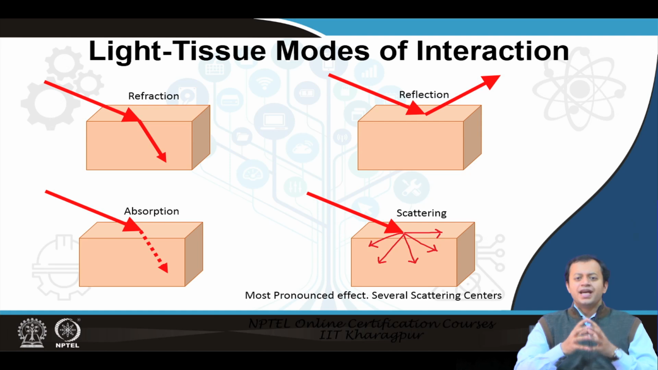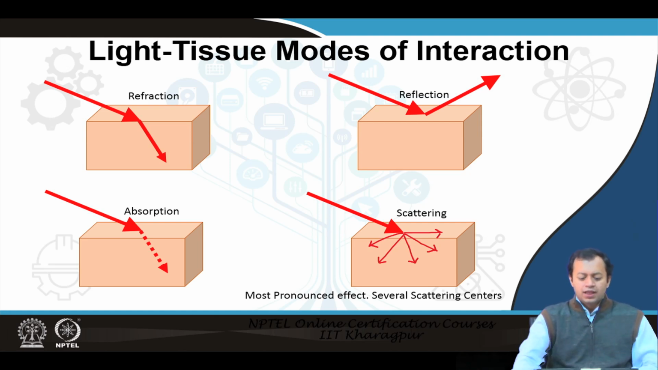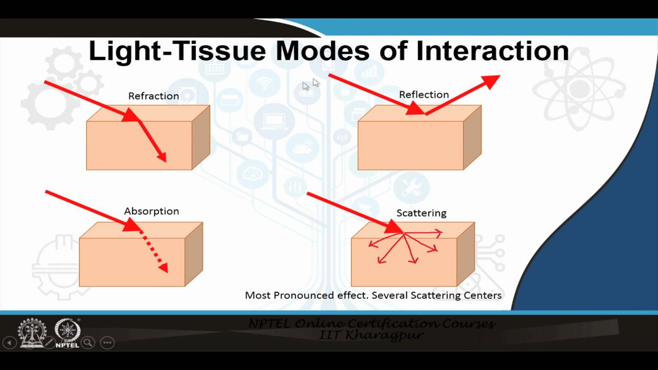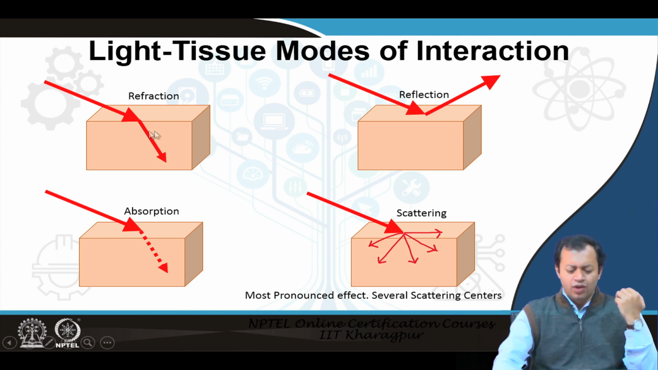So, it is like any other soft matter, any other organic matter, and therefore the interaction of tissue as a matter with light in a way will be like the interaction of light with any other matter. You will have refraction, you will have reflection, you will have absorption, and you will have scattering. Obviously you will have transmission and all of that.